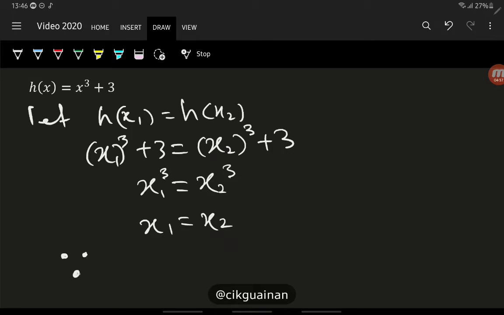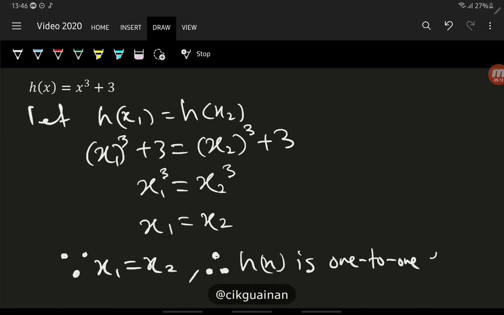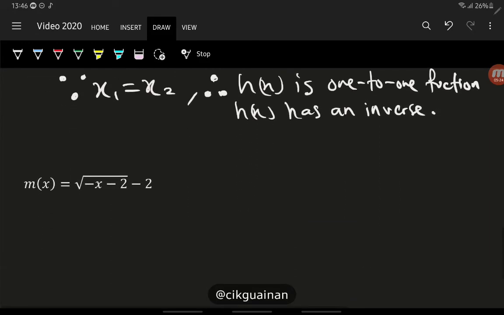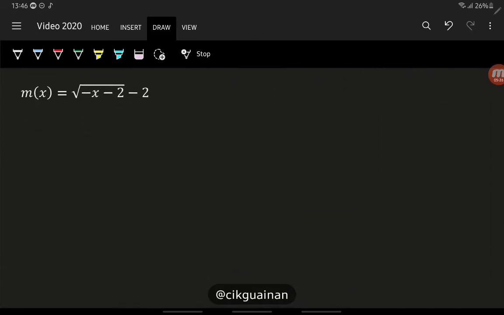Since x1 equals x2, therefore h(x) is a 1 to 1 function. Okay, h(x) also has an inverse. Now, let's move on to the last one.